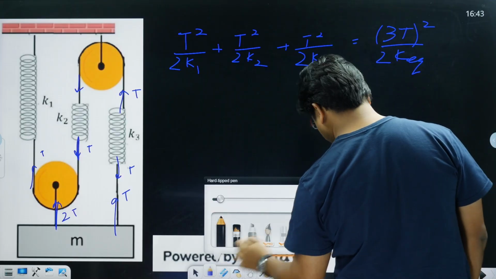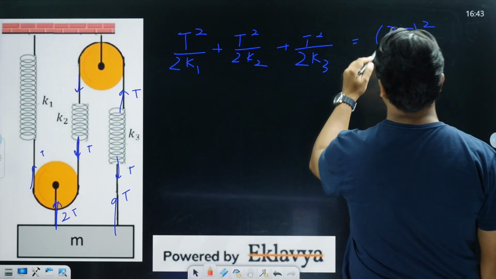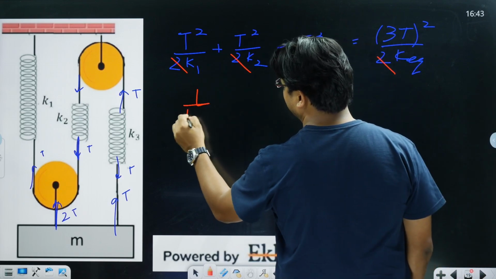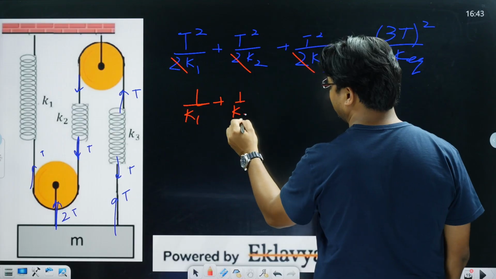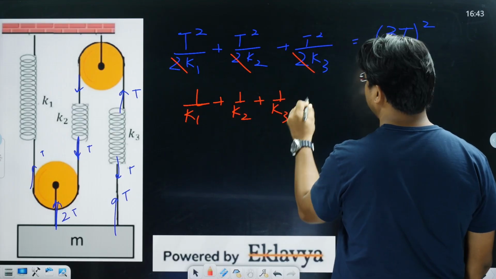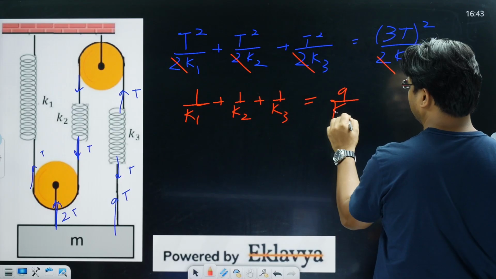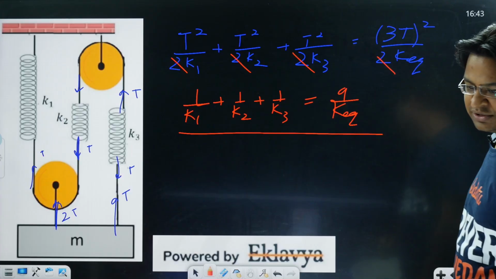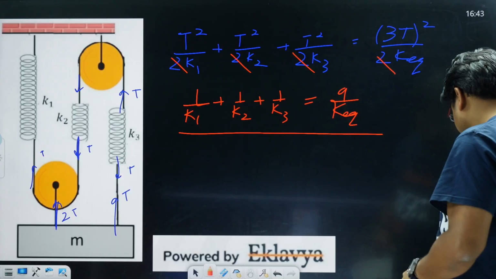Now only math is remaining, so you can finish the math yourself. So this will be gone, this will be gone, T's will be gone. So 1 upon K1 plus 1 upon K2 plus 1 upon K3 is equal to 9 upon K equivalent. So that would be the answer to this case. Got it, everyone?